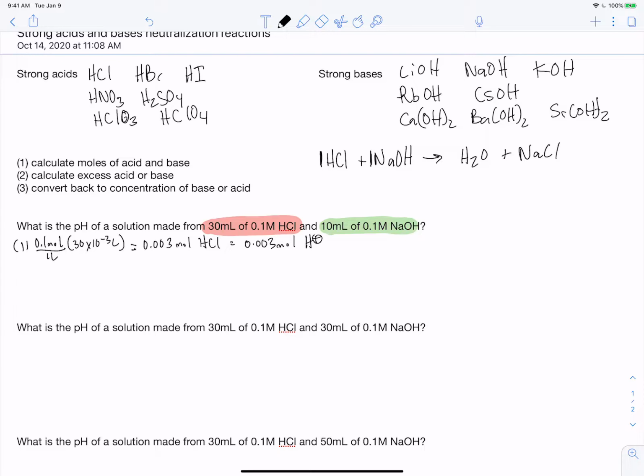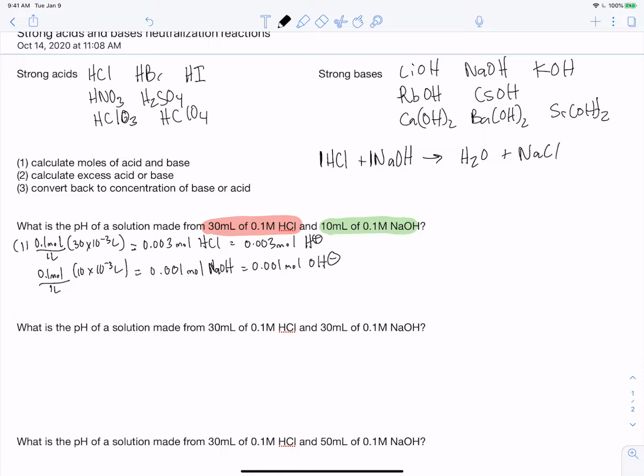So that's my acid concentration. If I look at the base concentration, it's the same calculation. So here, I've generously given you the same concentrations, just to keep things simple. And so we have 0.001 moles of sodium hydroxide, which is equal to 0.001 moles of hydroxide.